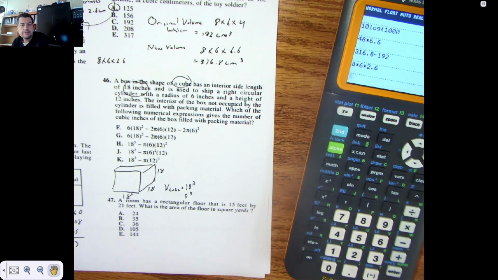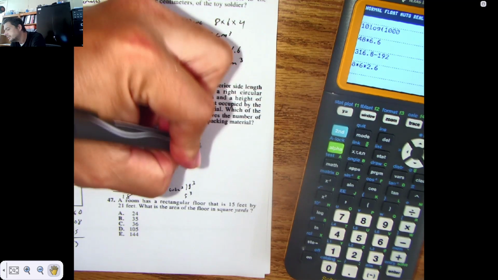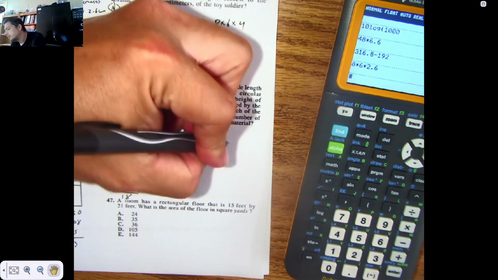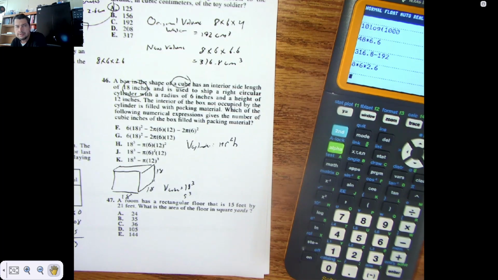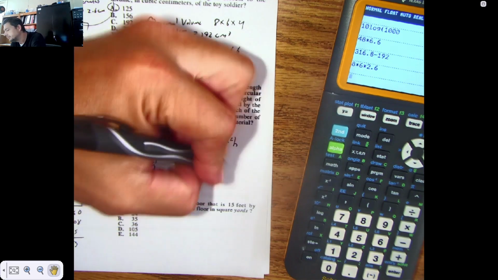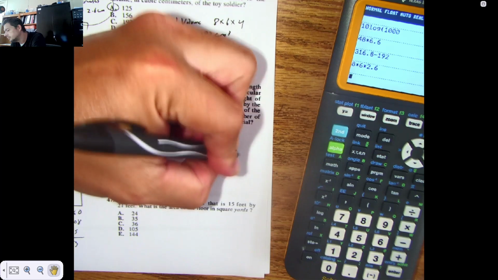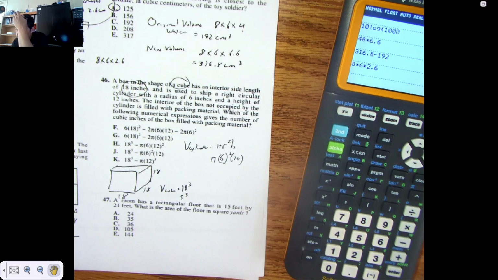Anyways, it's used to ship a right circular cylinder with a radius of 6 inches and a height of 12 inches. So also on your form quiz is volume of a cylinder, and this is why it's there. It's pi r squared h. So this cylinder has a radius of 6 and a height of 12. And they're not actually even requiring you to do any computations whatsoever. The interior of the box, not occupied by the cylinder, is filled with packing material. Which of the following numerical expressions gives a number of cubic inches of the box filled with packing material?